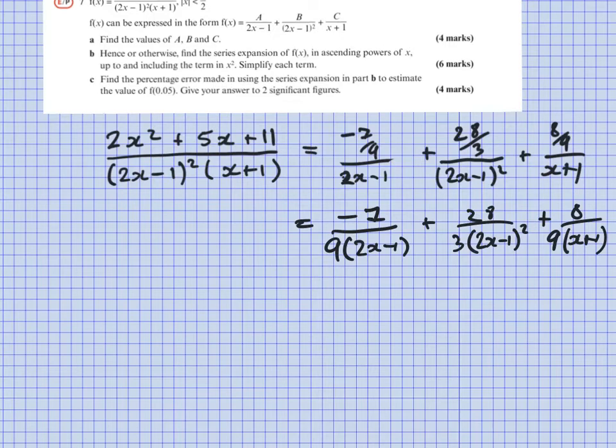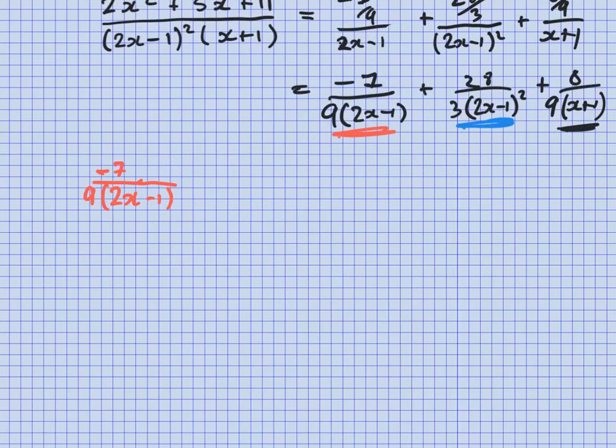Now we're going to use this to find the series expansion up to the x squared term. So I've got 3 expansions to do. I'm going to use 3 different colours. We'll go red, blue, and black. Okay, let's do the red one first. So minus 7 over 9 2x minus 1 is equal to minus 7 over 9 times 2x minus 1 to the power of minus 1.